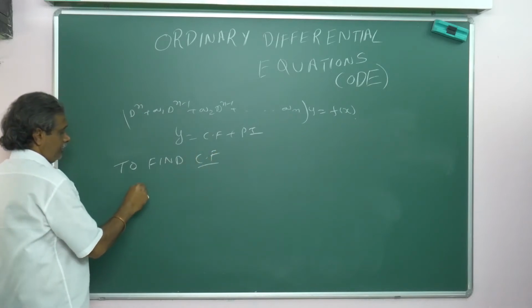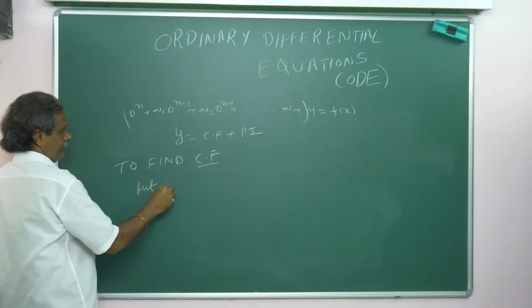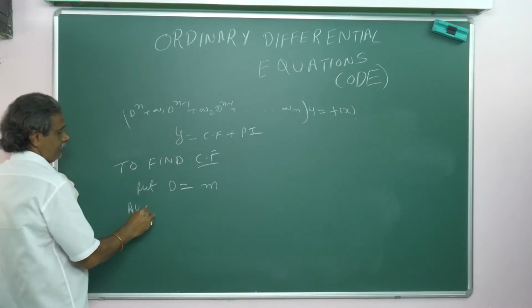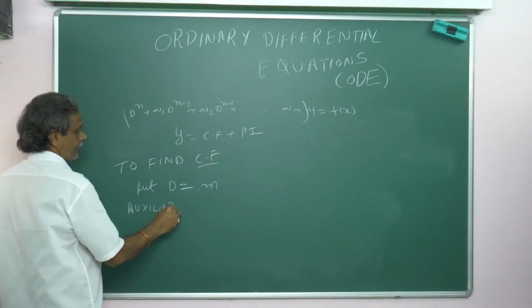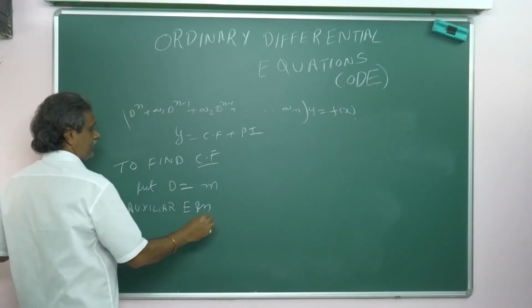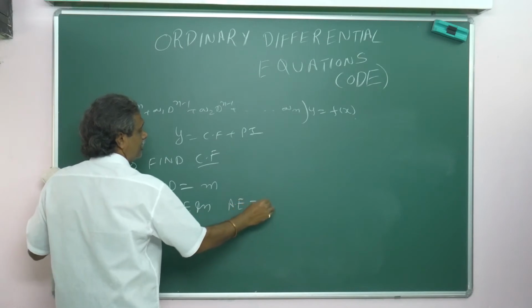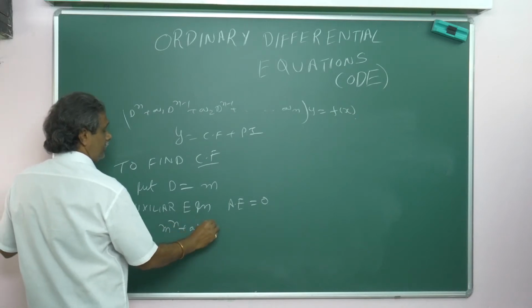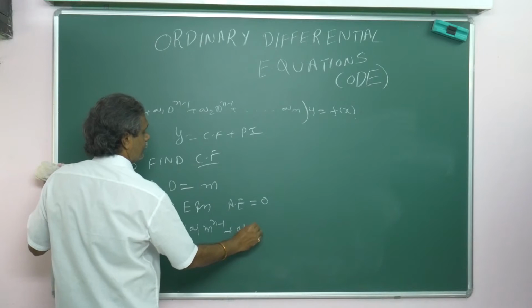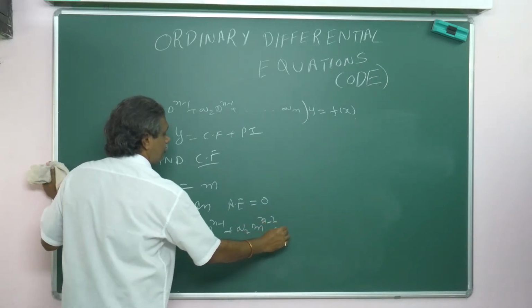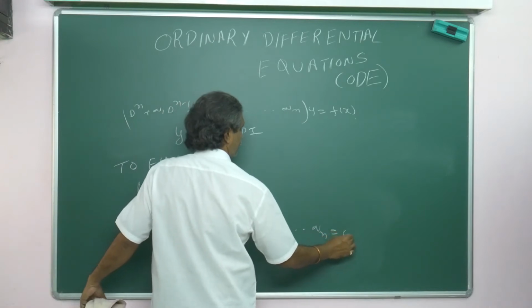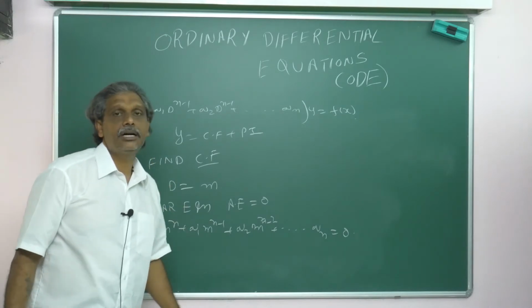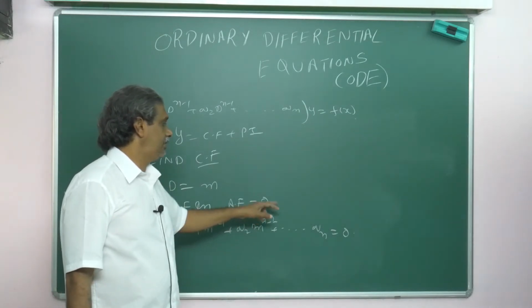To find CF, in the LHS put D is equal to m in the operator. So you will get the auxiliary equation. No need to write it expanded. This auxiliary equation, AE equal to 0, is m to the power n plus a1 m to the power n minus 1 plus a2 m to the power n minus 2 and so on. In the operator put D is equal to m, you get the auxiliary equation, equated to 0.